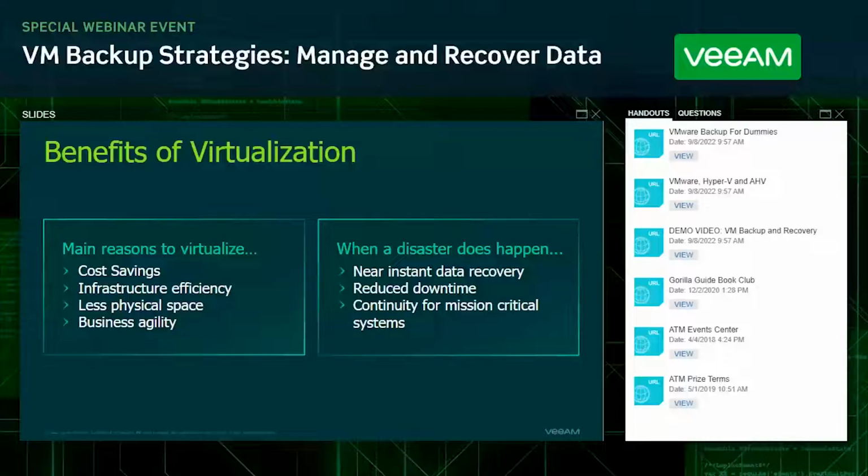And then the continuity for mission critical systems. Whether you're doing CDP, which is the continuous data protection, we'll get into that a little bit later, or just running regular replica jobs, I do want to preface that what type of jobs you set up is really dependent on your RPO and RTO, recovery time objective and recovery point objective, meaning how quickly do I need to be back up and running, and how much data is the company willing to lose.